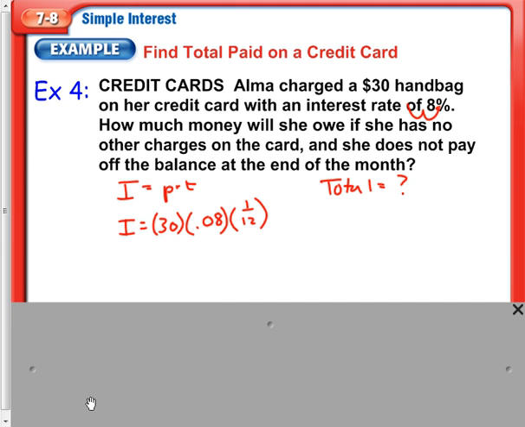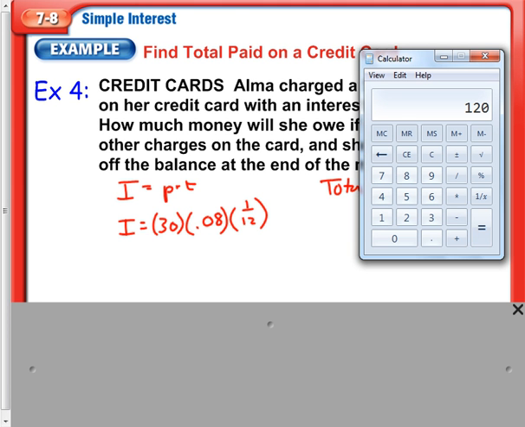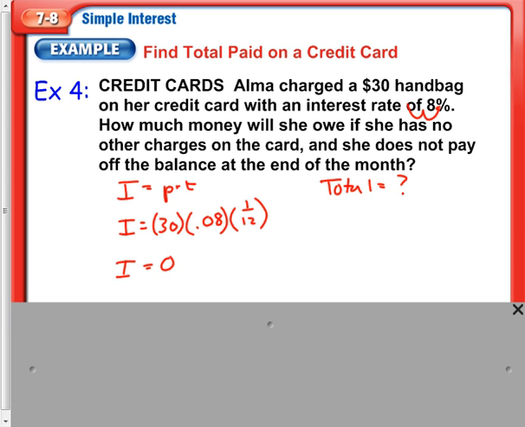Okay, so then with your calculators, let's go ahead and figure this out. We're going to go with 30 times 0.08. I'm going to say equals, and I'm going to do times 1, and then I'm going to divide by 12. So 0.2 is the amount of interest that we'll owe. So we're going to say I equals 0.2.